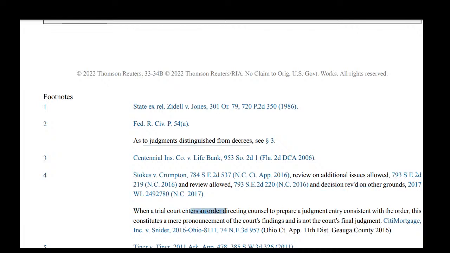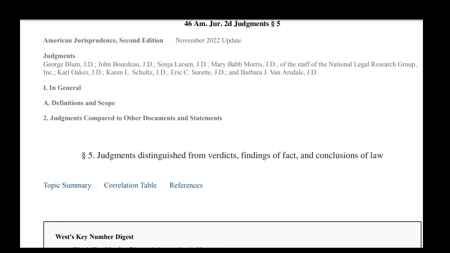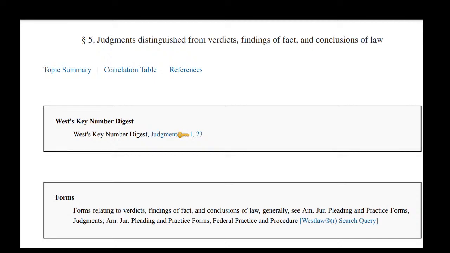When a trial court enters an order directing counsel to prepare a judgment entry consistent with the order, this constitutes a mere pronouncement of the court's findings and is not the court's final judgment. So, prepare a judgment entry consistent with an order. That's a mere pronouncement of the court's findings and not a final judgment. That's a very recent case, 2016, Ohio. So interesting to see how the common law is still, to this day, being molded for the finer and finer nuances with judgments.